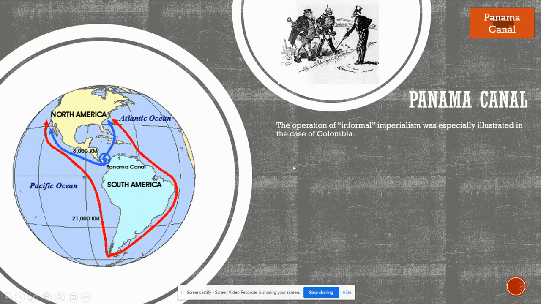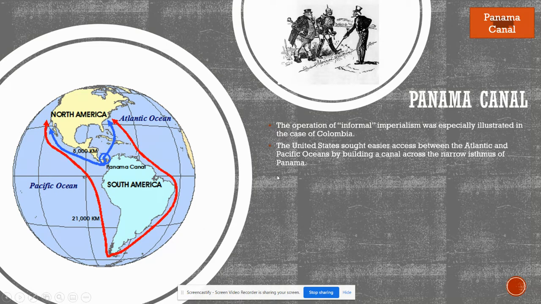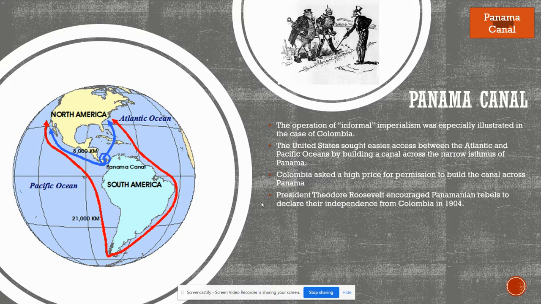The operation of informal imperialism was especially illustrated in the case of Colombia. The United States sought easier access between the Atlantic and the Pacific Oceans by building a canal across the narrow isthmus of Panama. Colombia asked for a high price for permission to build the canal across Panama. So Colombia wanted a lot of money for us to build the Panama Canal.